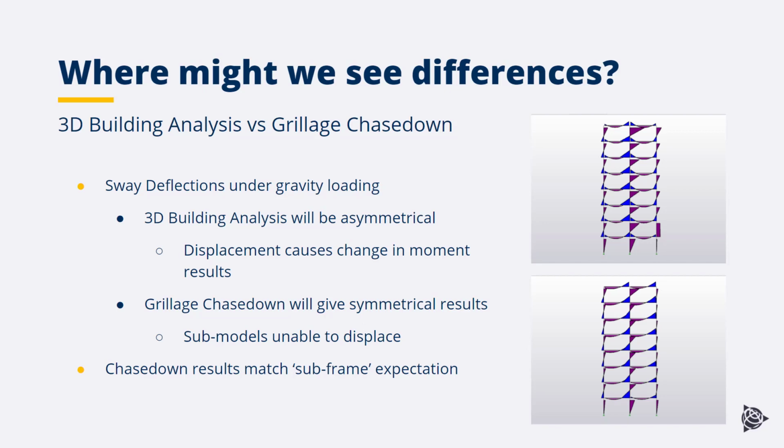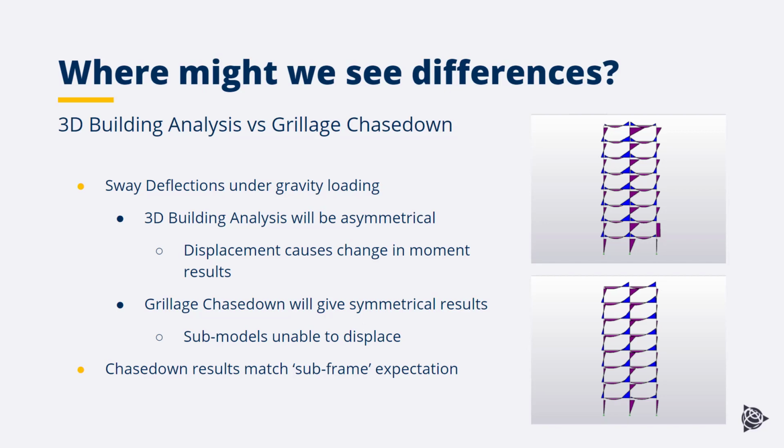By running the Grillage Chasedown analysis, we're able to see the symmetrical results that we would expect from a gravity-only analysis. So in this case, the results from the Chasedown will match the expectations for a subframe analysis, while the 3D building analysis results will match the results for a sway frame.